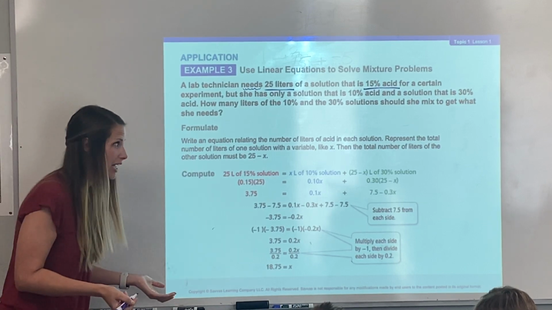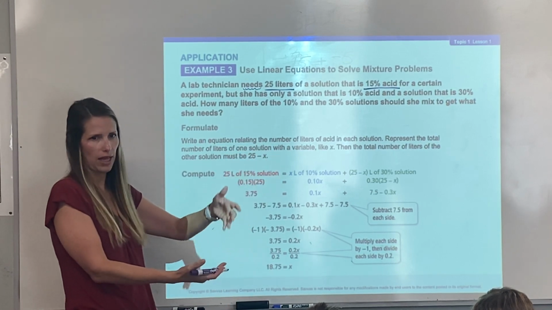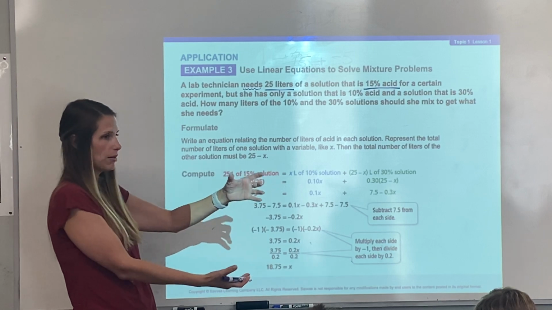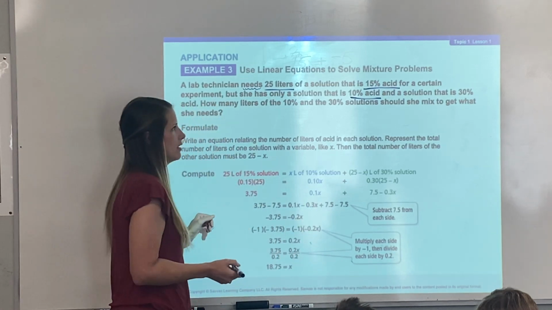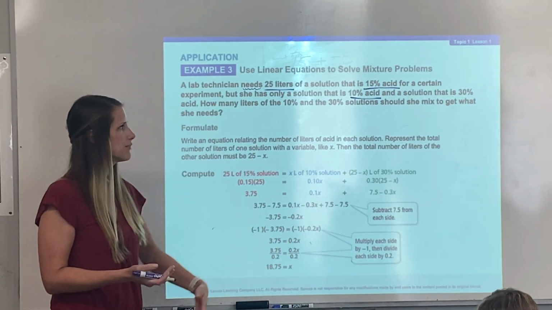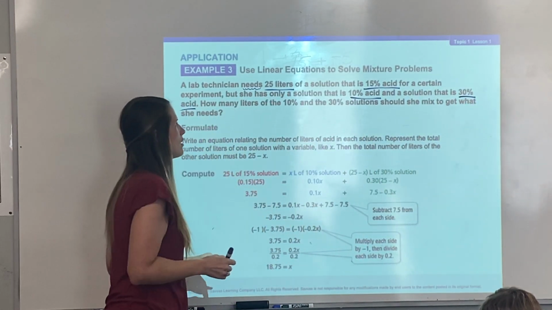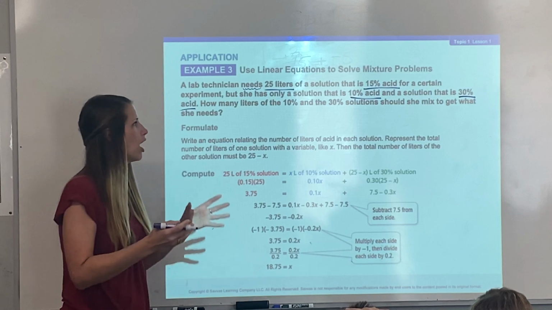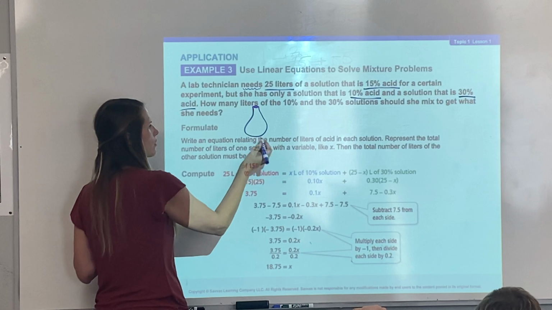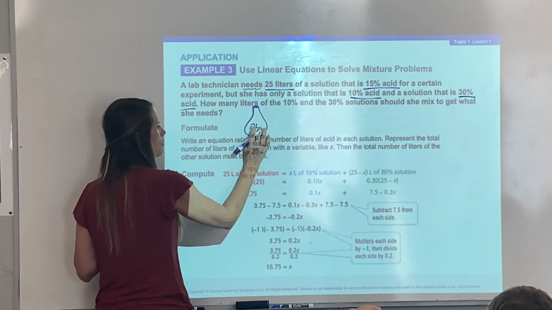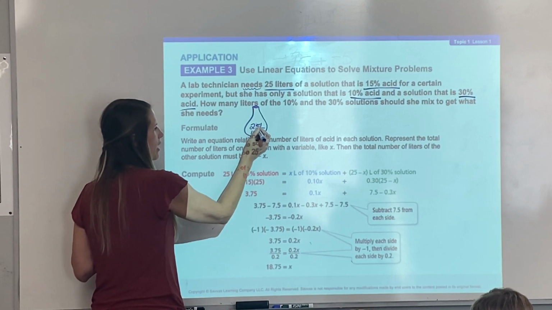But unfortunately, she only has a jug of solution. We don't know how many liters it has, but we have some sort of jug of solution that is 10% acid. And then there's another jug of solution that's 30% acid. So she needs a total of 25, I'm just going to put this in like a little science speak, okay? She needs 25 liters, that's 15%.